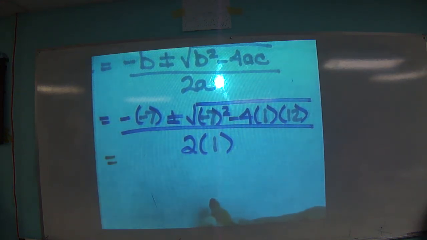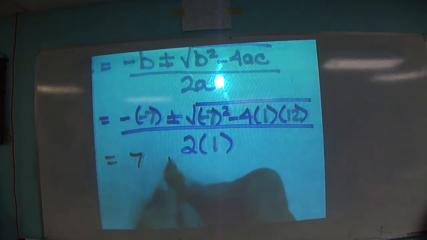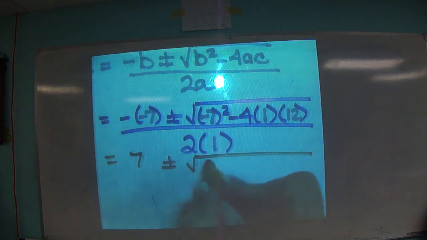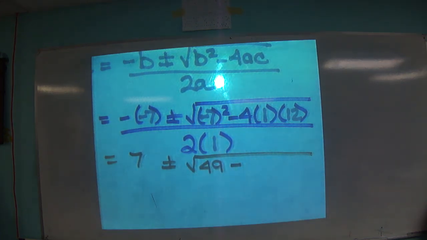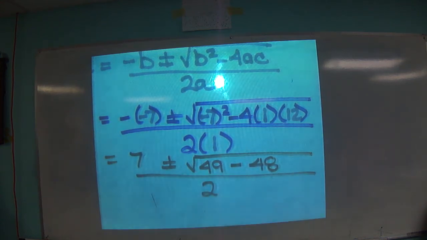What's the opposite of negative 7? 7. So go ahead and get that 7 taken care of. Plus or minus, keep that nice long square root sign. What's negative 7 squared? 49. Minus 4 times 1, 4 times 12. 48. All over 2. Because 2 times 1 is 2. I didn't even need help with that one.